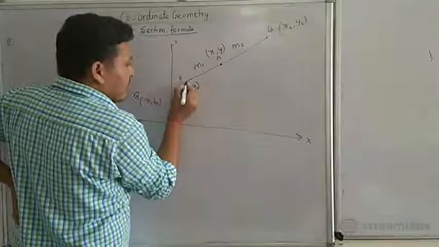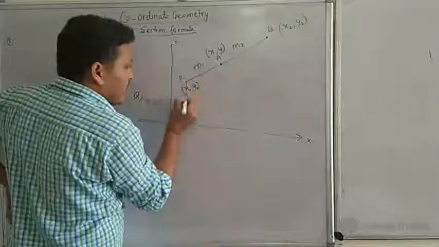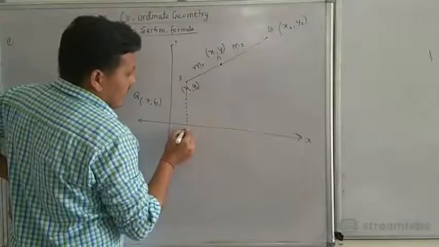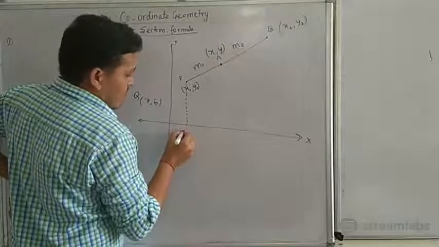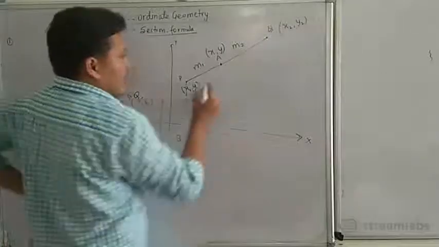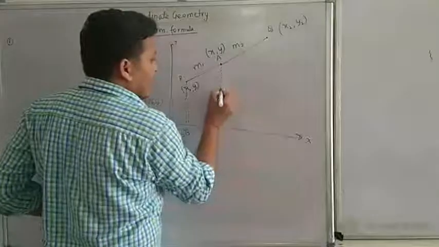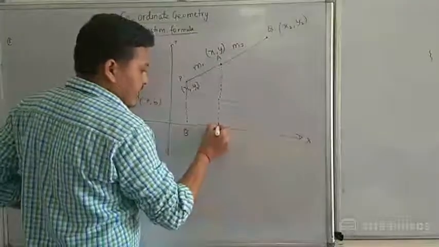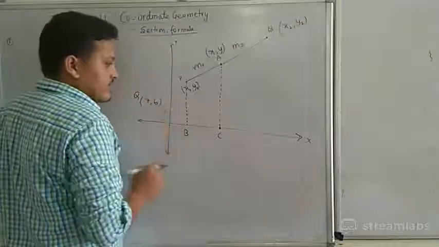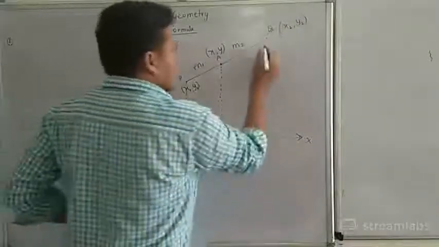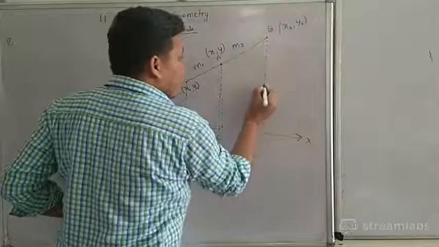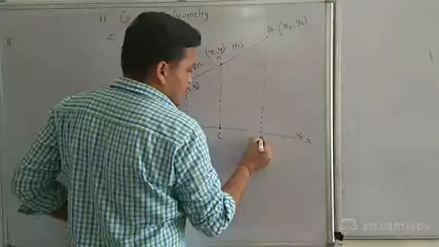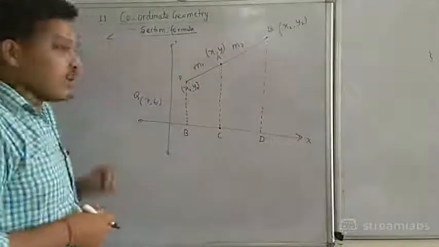Now from the point B, draw a perpendicular on the x axis, which is parallel to the y axis. Let this point be B. Next, from the point A, draw another perpendicular on the x axis. Suppose it intersects at point C on the x axis, parallel to the y axis. Similarly, draw another perpendicular on the x axis, parallel to the y axis, and let this point be our D.